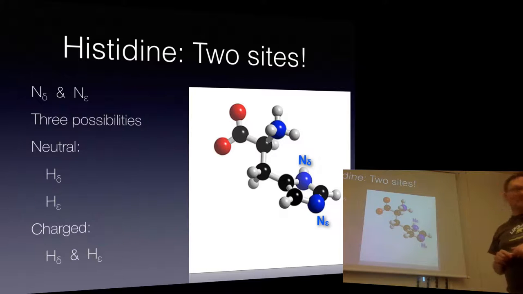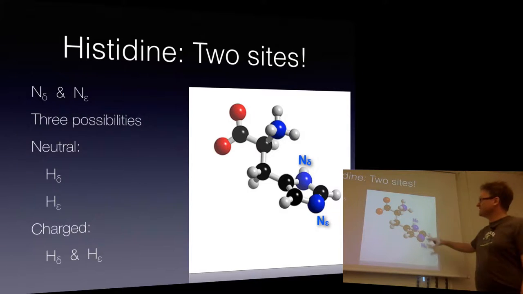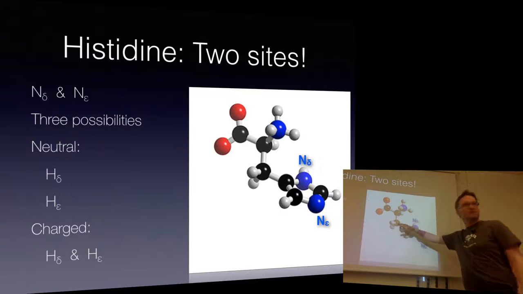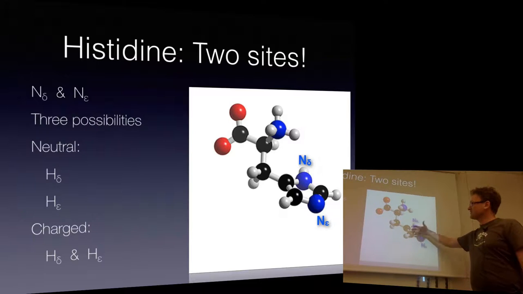So first one, you can guess. That's what people frequently do. It might not be the end of the world because we can rotate around that bond, right? So if you do it wrong, the entire thing will rotate. It's not symmetric, but it's not extremely bad.